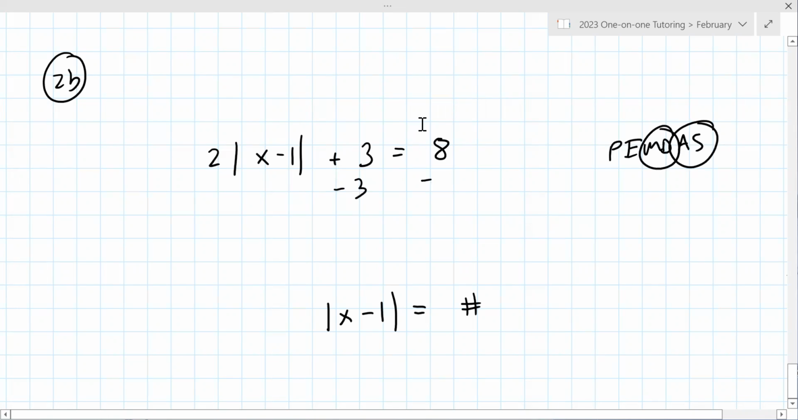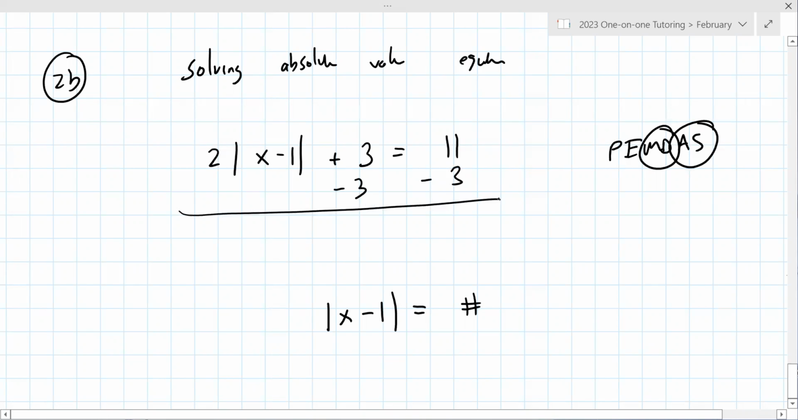And what is this called? I chose a wrong number there. You're just solving absolute value equations. This one's kind of like 2B, but I made it a little different. So it's 2 absolute value x minus 1 equals 8. And again, ignore the side with the number. Look at just the side with the variable. What's the 2 doing to the absolute value?